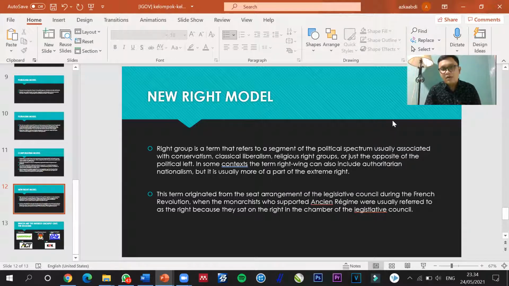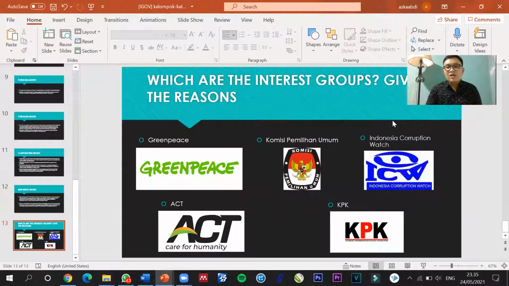On the last slide, I have questions for you, and you should answer these questions and submit them to MyClass. My question is: which are the interest groups, and give the reasons. There are five pictures. The first is Greenpeace. The second is Komisi Pemilihan Umum. The third is Indonesia Corruption Watch. The fourth is ACT Care for Humanity, and the last is Komisi Pemberantasan Korupsi. You should choose which are interest groups, and give the reason why these organizations or institutions are interest groups.